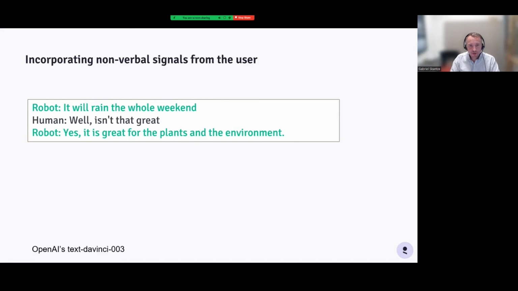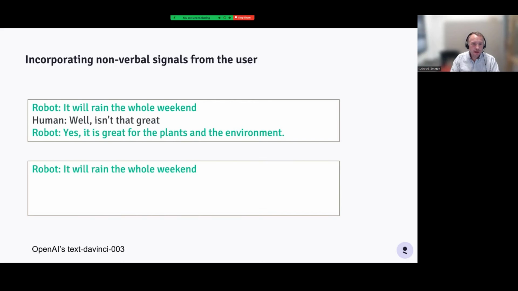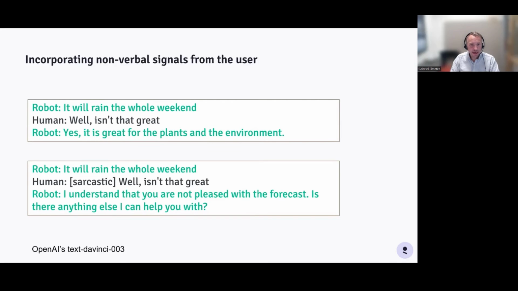Now, let's say we had some kind of sarcasm detector based on the voice or maybe the face of the user. We can feed that into the language model. So the robot says it will rain the whole weekend, and we put this sarcastic tag in there. Well, isn't that great? The robot will understand the sarcasm and say, I understand that you're not pleased with the forecast. Is there anything else I can help you with?